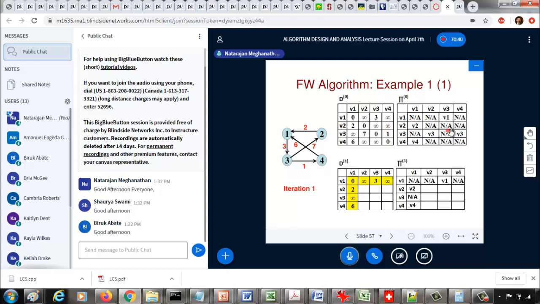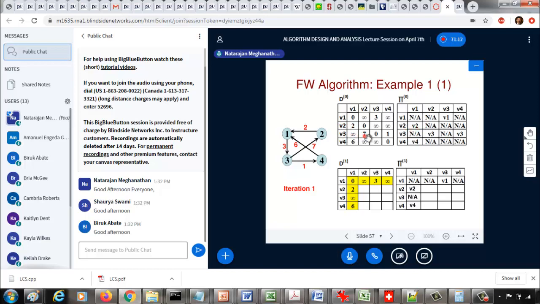Now how to fill the predecessor matrix? If there's an edge from one vertex to another vertex, that starting vertex itself is the predecessor. Here we have an edge from V1 to V3, so V1 itself is the predecessor. If you have an edge from U to V, U is the predecessor for V. We have an edge from V2 to V1, so V2 is the predecessor. You have to reach V2 to reach V1. That's what predecessor means. So V2 to V1, there's an edge, so V2 is the predecessor.